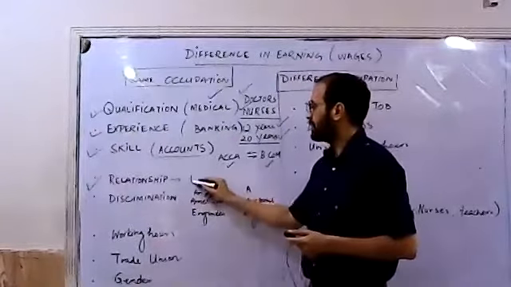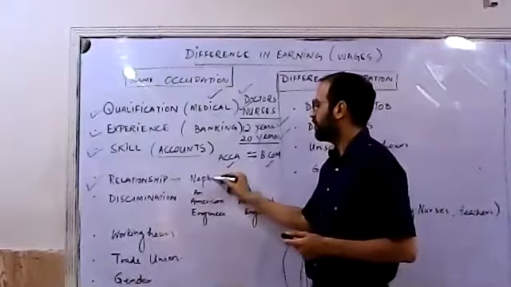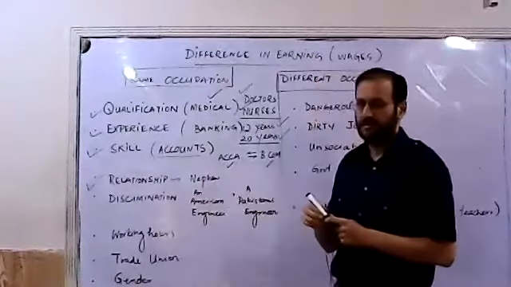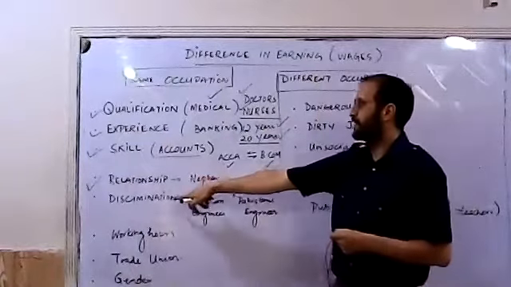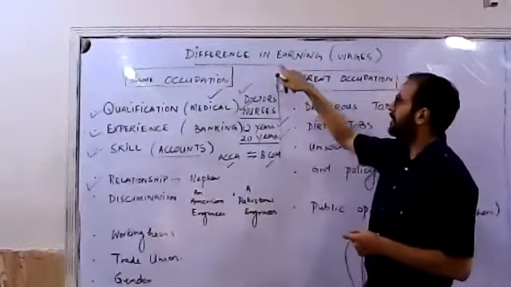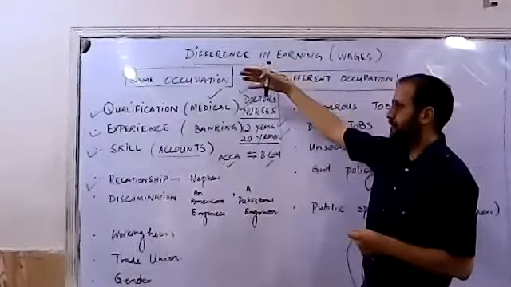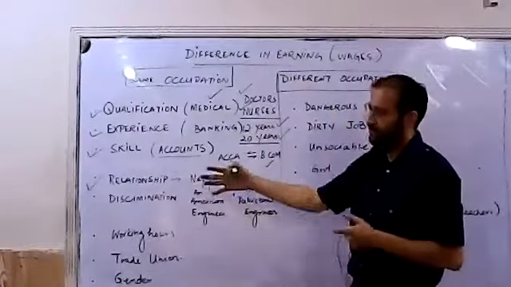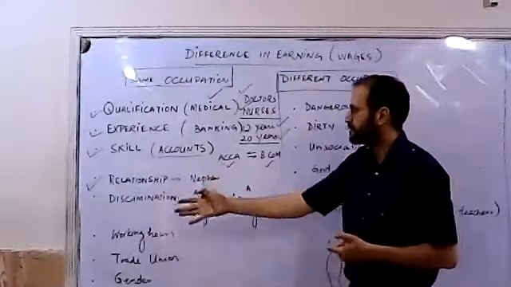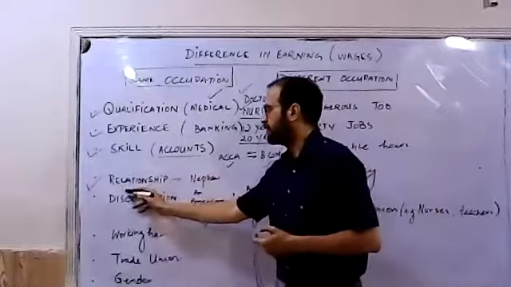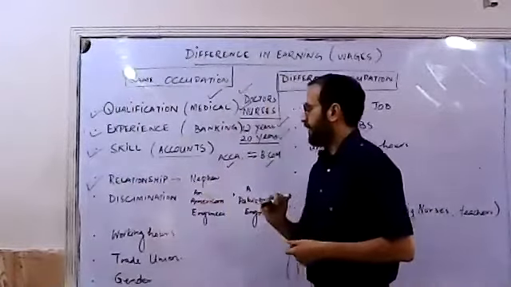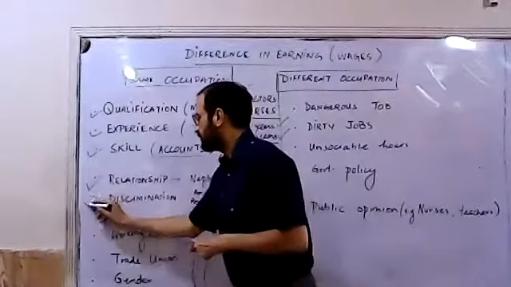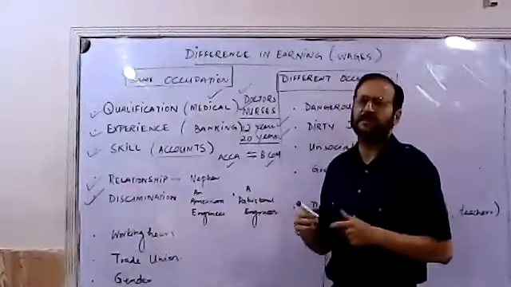Maybe let's say he's the nephew of the owner, so he should be paid high, right? So that is another factor which can bring a change or difference in his wage, or more wages as compared to his counterpart, and he could earn a different wage just because of the relationship. Okay, another is discrimination. Now discrimination is something you can understand.